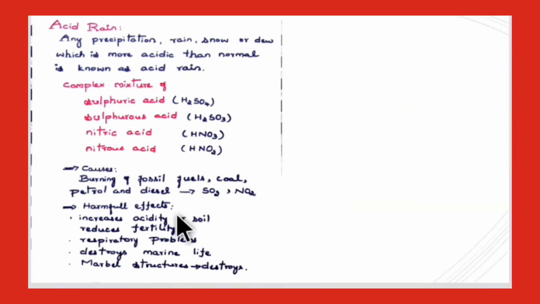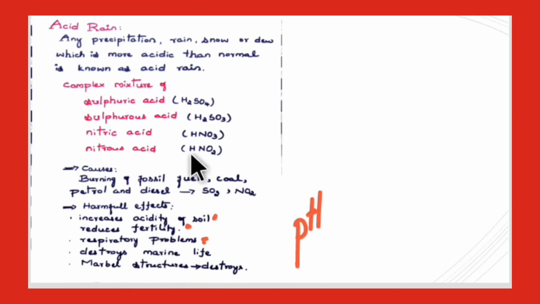Next, moving to the harmful effects of acid rain. Let us see them one by one. I have listed a few here. It increases the acidity of the soil and reduces the fertility of the soil. The pH level of the soil must be at a proper level. When acid rain falls on the soil, it obviously increases acidity and reduces fertility. Next, it also causes respiratory ailments in human beings as well as in animals. It destroys marine life due to change in the pH level in the environment. When pH level in the environment changes, marine life also will be affected.